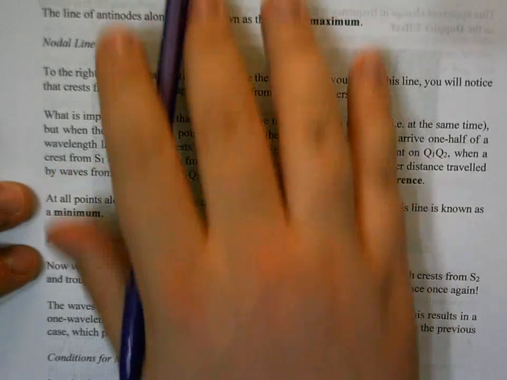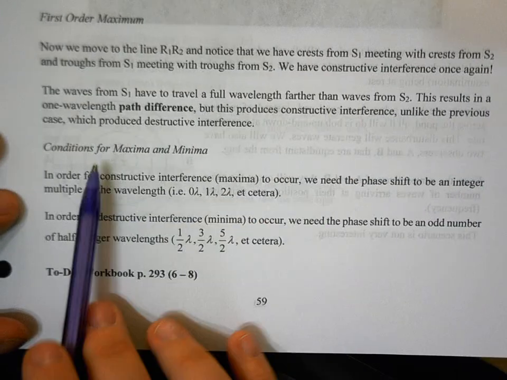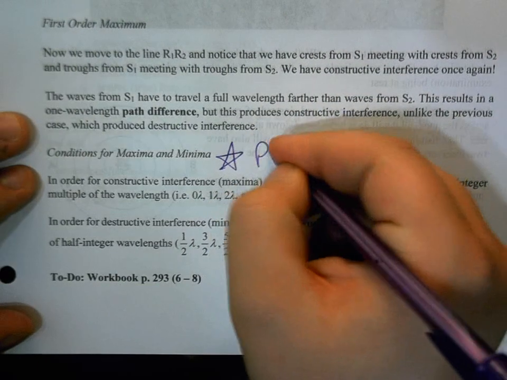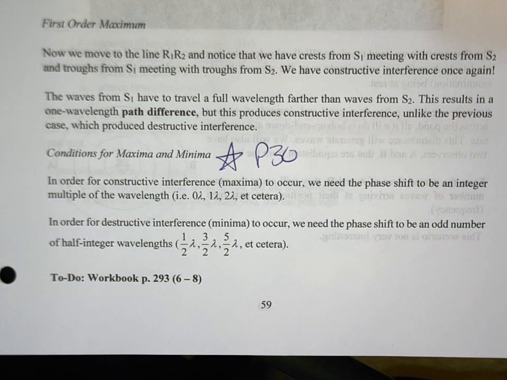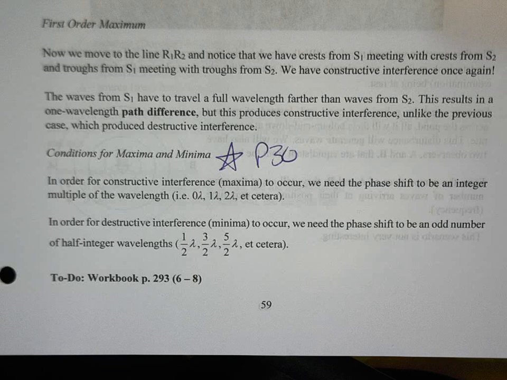So this kind of explains what we were just talking about. This is what's really important for Physics 30: these conditions to have maxima and minima. So where we have constructive interference, this is sometimes referred to as maxima. Where we have minima, these are what we refer to as destructive interference.